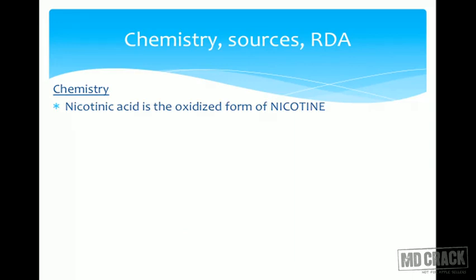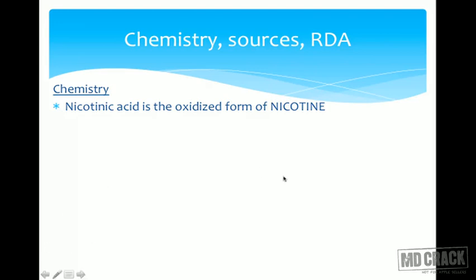Chemistry: nicotinic acid is the oxidized form of nicotine. And where is nicotine? Nicotine is present in cigarettes, during smoking and all that. So it is not the same as nicotinic acid. We cannot interchange nicotine with nicotinic acid. By smoking, nobody is going to get niacin into their body. Nicotinic acid is entirely different from nicotine.